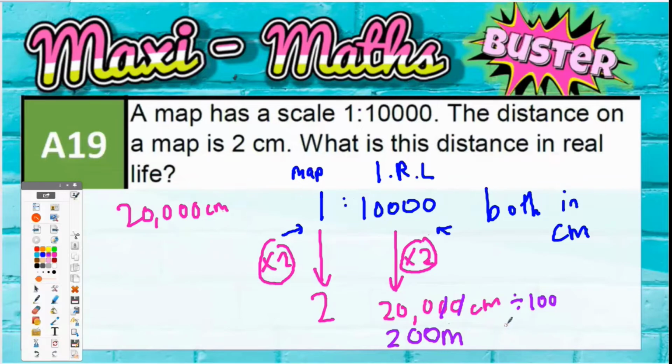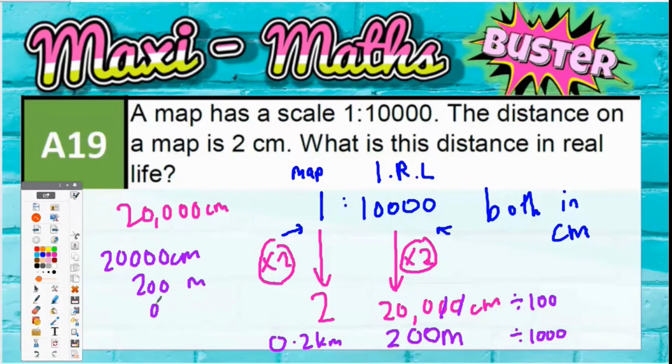And if you wanted that in kilometers, every kilometer is 1,000 meters. So you'd then have to divide by 1,000. And 200 divided by 1,000 takes you to 0.2. So the correct answer is either 20,000 centimeters, 200 meters, or 0.2 kilometers. All of those answers are correct.